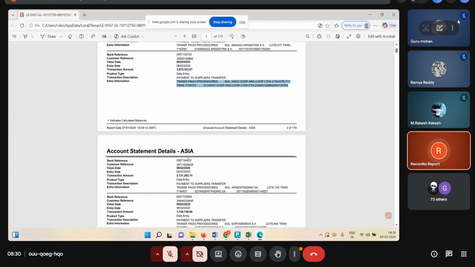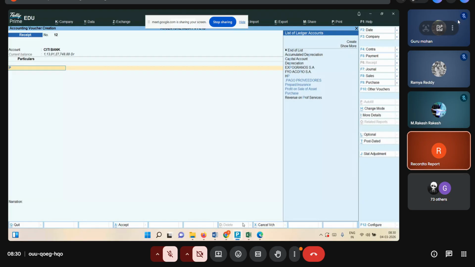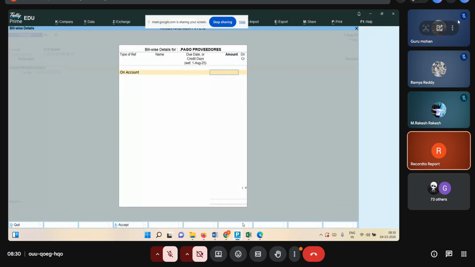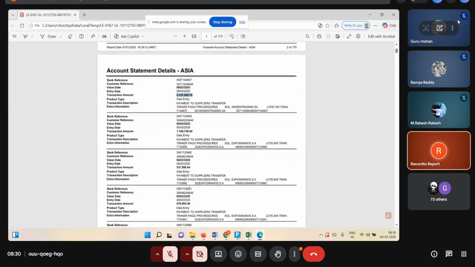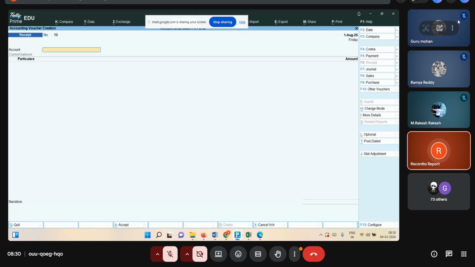So from the same, or else you can take it as Argentina also, guys. Pago providers. So this is the same. Okay, here. Okay. See, again we receive the money for many invoices which are pending from them, guys. Citibank.